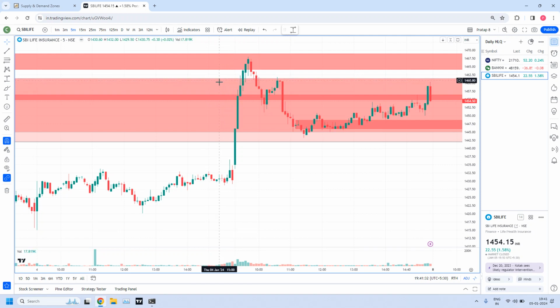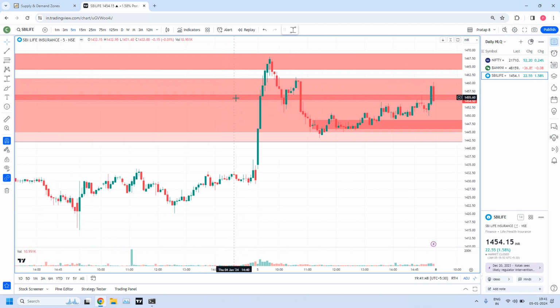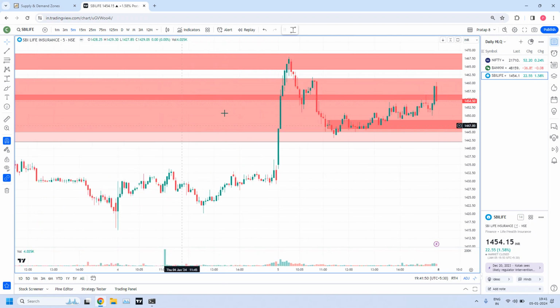Because institutions play like that. They keep a zone near this high liquidity zone. If it is a 75 minutes high liquidity zone, it is at the distal line of the 75 minutes time frame. Or if it is a daily high liquidity zone, it is at the distal line of the daily high liquidity zone. This zone is a daily high liquidity zone. We identified SBI Life as a daily high liquidity supply zone.